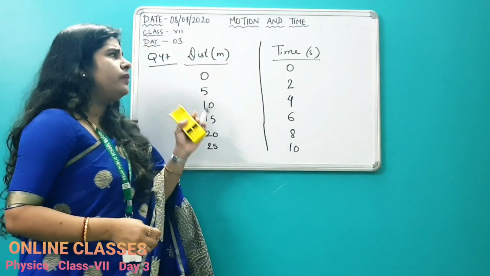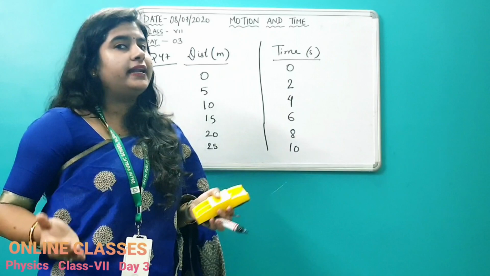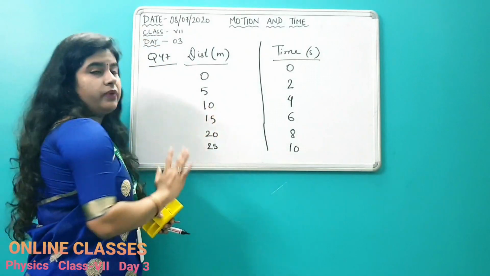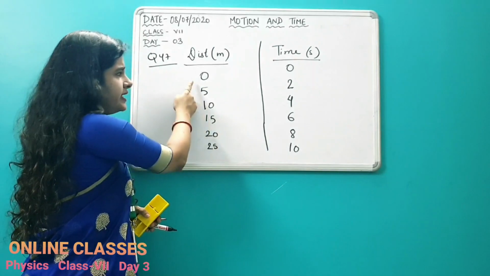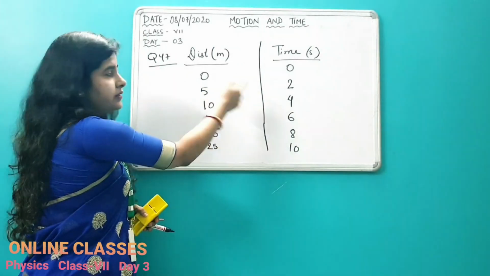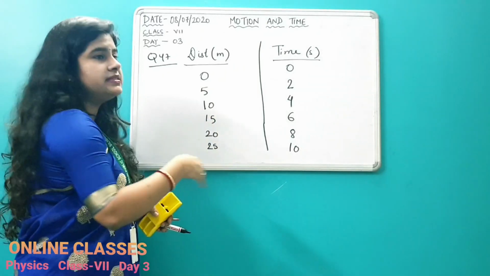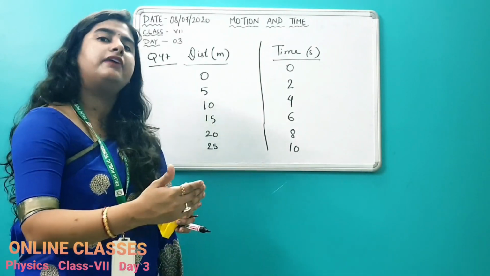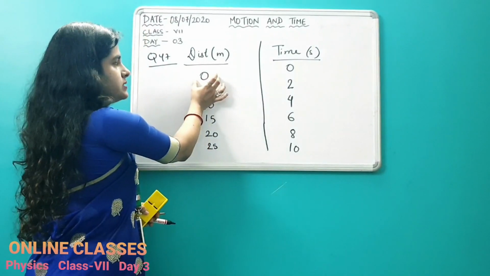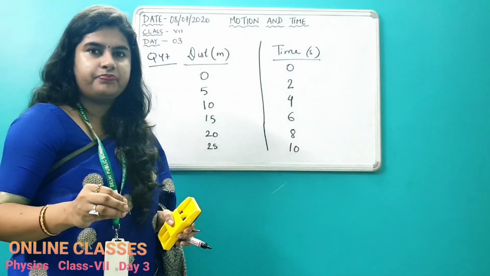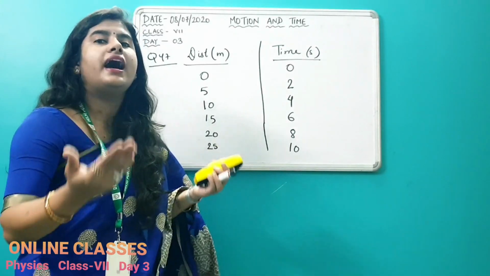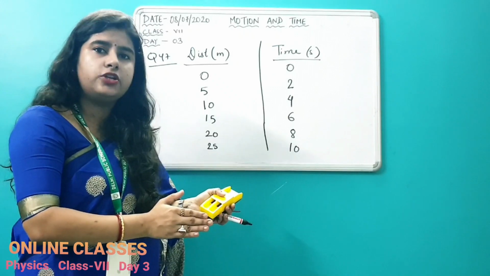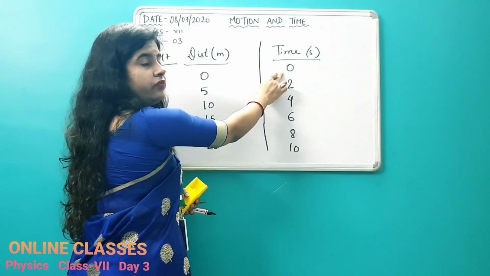Once I solve this numerical, your concept will get clear regarding uniform motion. So look at this question once. Look at the distance. Can you see with time the distance covered by the vehicle is at the same rate? Every time it is increasing by 5. 0 means the body is at rest. The body is not moving. It will start to move. So when something is not moving, obviously the distance covered is 0. It has not started moving, so time is 0.